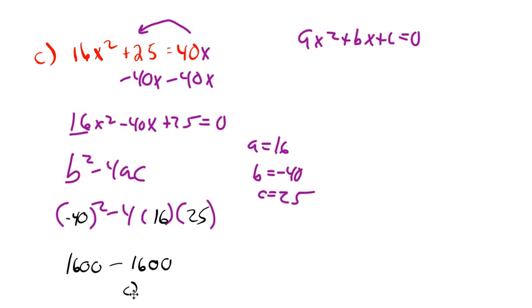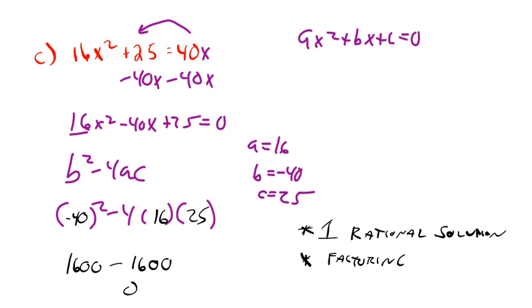Okay, so since this is 0, according to our chart that we wrote down, that means that we're going to have 1 rational solution. I just read it straight from the chart. And that also means that we're going to use the factoring method to solve this.